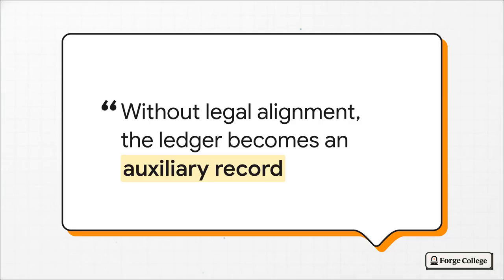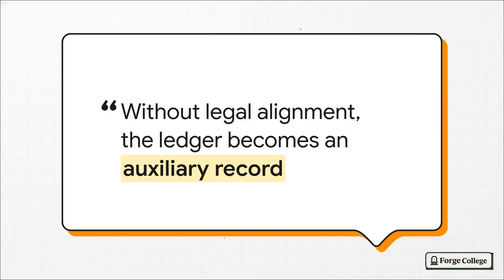We are looking at public infrastructure here, where citizens and governments desperately need a tamper-evident record of property titles to prevent land theft and boost the economy. And there is a golden rule in this space. I love this quote. Without legal alignment, the ledger becomes an auxiliary record that may increase complexity without altering real-world property rights. Think about that.